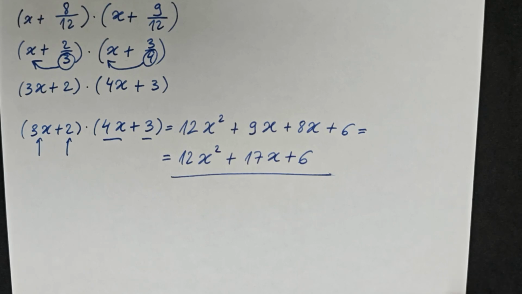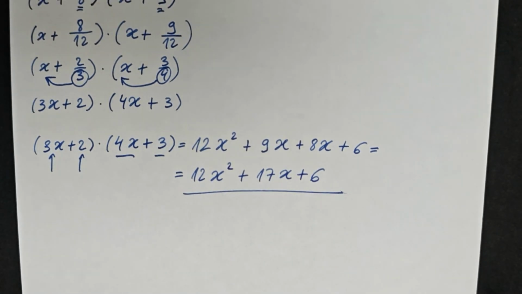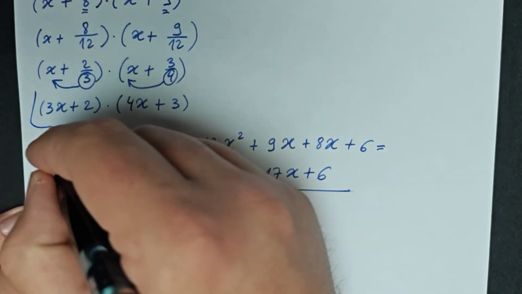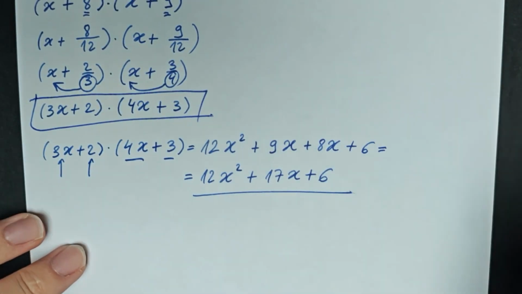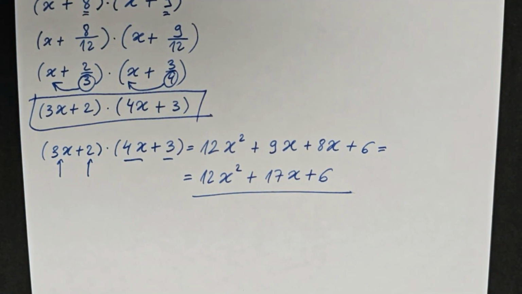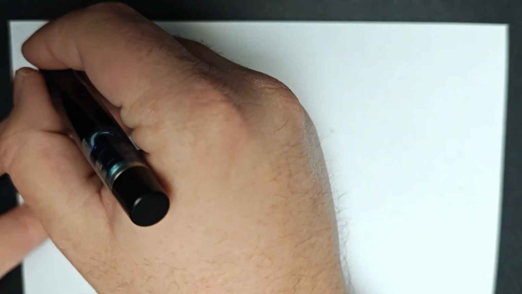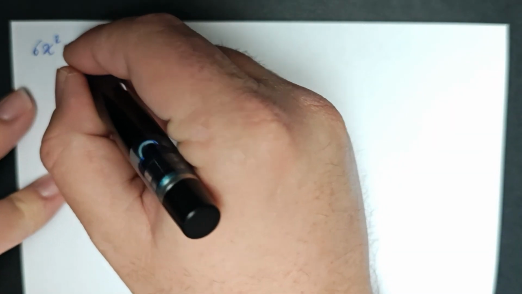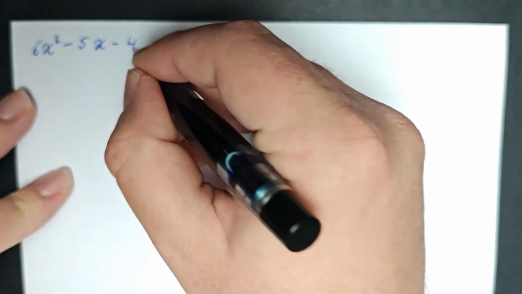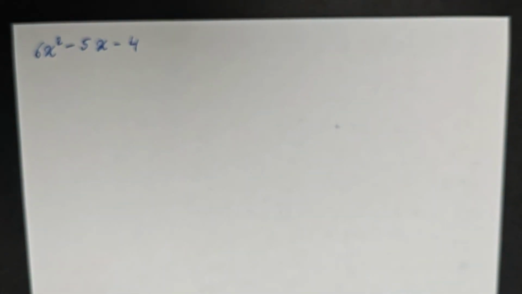So for factoring the original expression, this is our final solution: 3x plus 2 multiplied by 4x plus 3. Let's try one more example. 6x squared minus 5x minus 4, just for exercise.